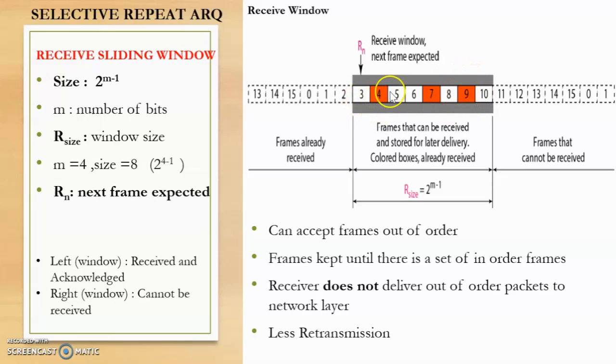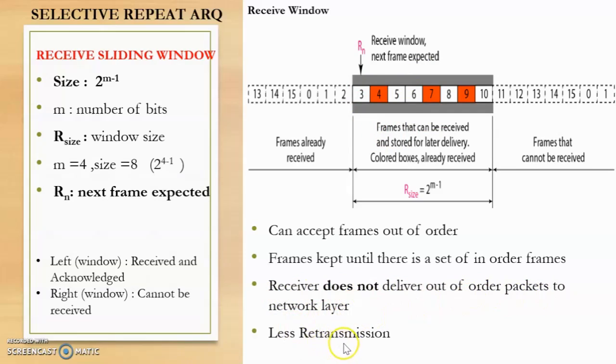So this way, one by one, the frames will arrive in the receive window, and these stored frames will be kept until there is a set of in order frames. So even though the receiver accepts frames out of order at the data link layer, it will always send the packets in order to the network layer, because the receiver will wait until there is a set of in order frames. As a result, we can say that the receiver does not deliver out of order packets to the network layer.